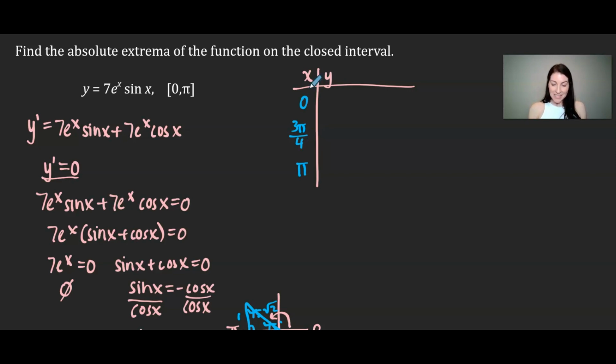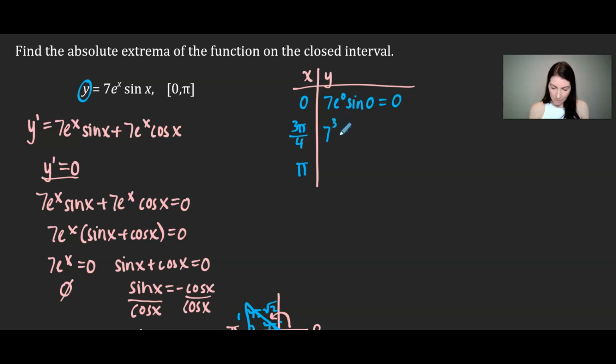So we are now going to take these x values and plug them into the original function y, because I want to know the absolute maximum and minimum of that original function. So if I plug in an x value of 0 into my original y function, I would have this, and since the sine of 0 is 0, that would come out to be 0. Next, I will plug in my 3 pi over 4.